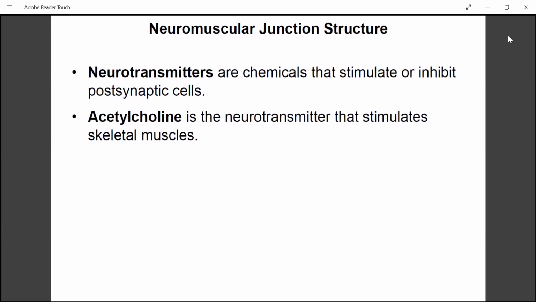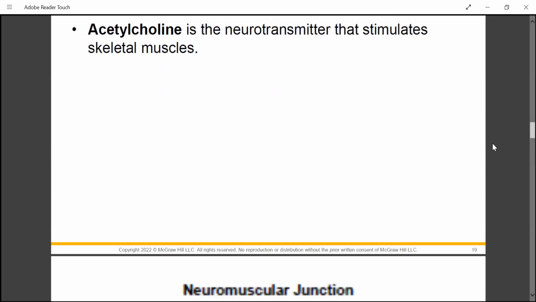So we just talked about neurotransmitters. They can either be stimulatory or inhibitory. And in terms of muscles, we're going to have acetylcholine as our neurotransmitter that stimulates our muscle cells.